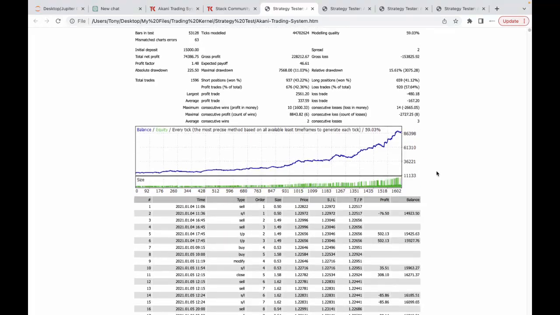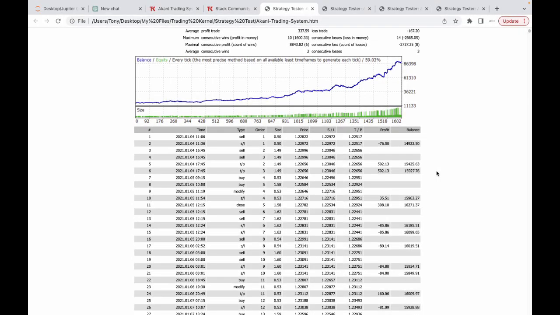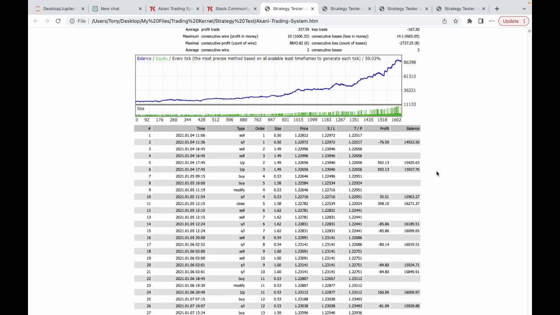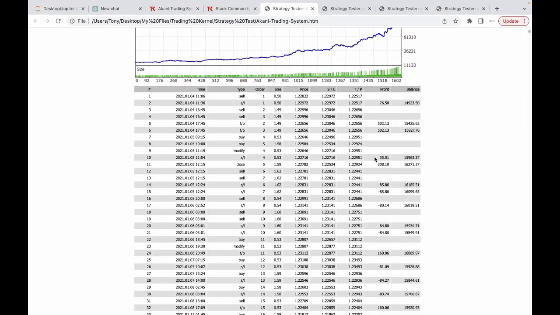But when you go into the results and look at them, this just explains to you how risk management works. As you can see here, on the first trade we had a $76 loss, and in the next trade we went ahead to make $1,000 profit. Then on the next trade we went ahead to make roughly about $350 profit.